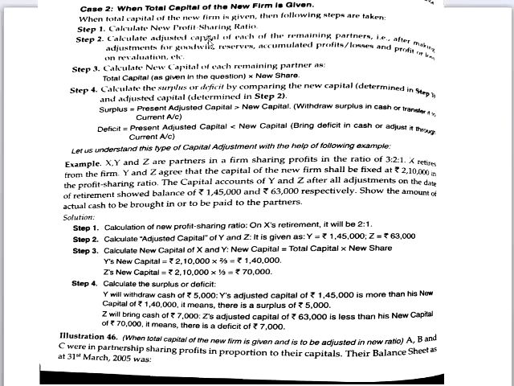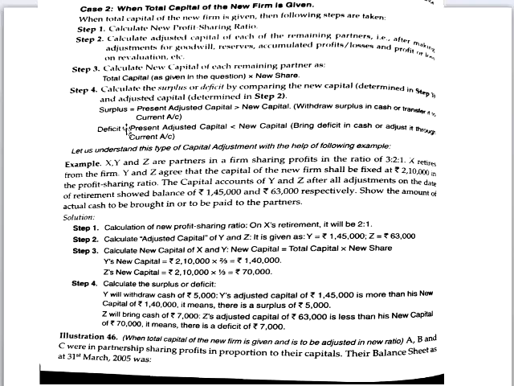If the adjusted capital is more than the new capital, then the difference shows a surplus. That partner will withdraw the cash, or if it is asked in the question to transfer it to the current account, then you open a current account and transfer it there. And if your adjusted capital is less than the new capital, then it is a deficit. In this case, the partner has to bring sufficient cash to the firm.